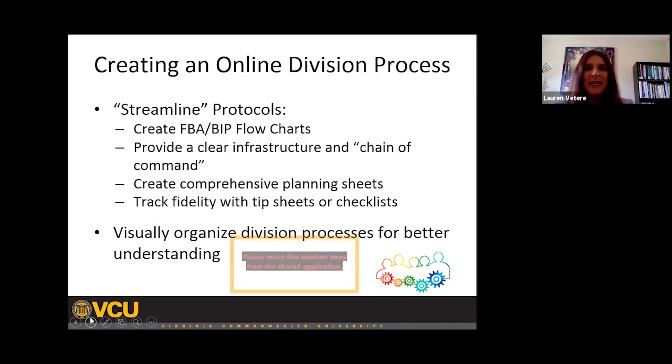Also, think about creating a comprehensive planning sheet for the behavior plan process. And we'll show you some examples in the upcoming slides. And these can be individualized to meet your division and promote uniformity, just like Noel said. And lastly, think about tracking fidelity with tip sheets or implementation checklists, things like that. Your online platform, if you choose to go virtual, should be that one-stop shop for everything FBA and BIP. It's in one place from creation to the implementation of the plan. It's the hub for behavioral knowledge.